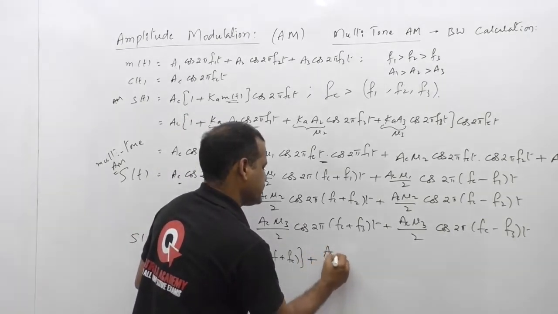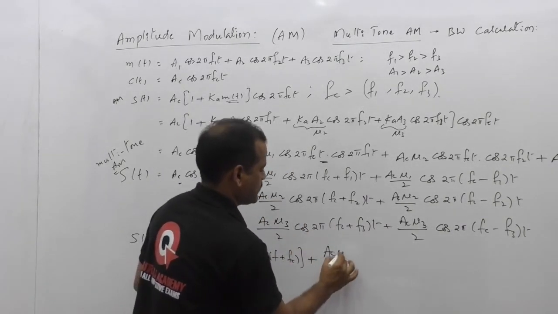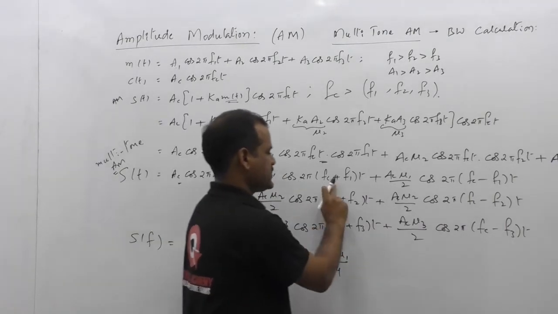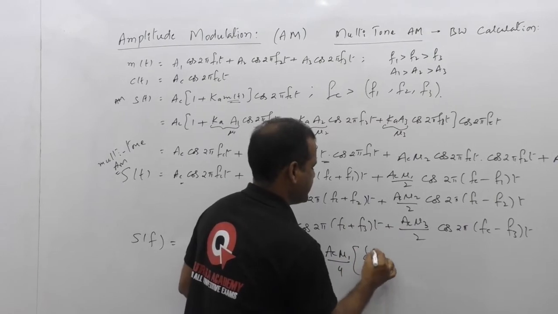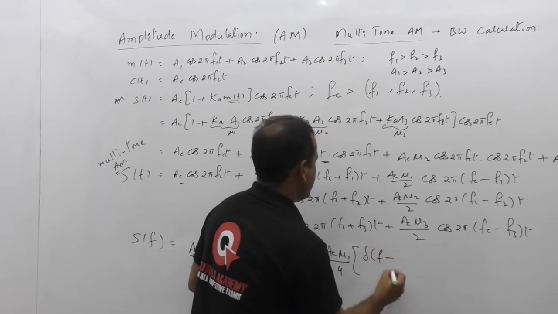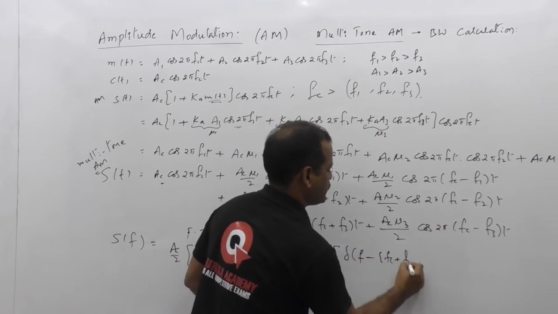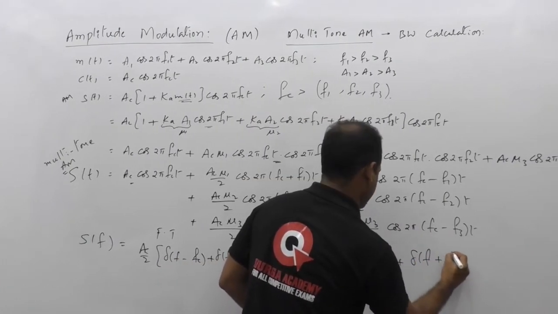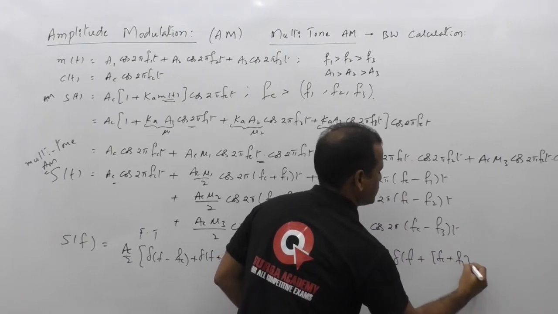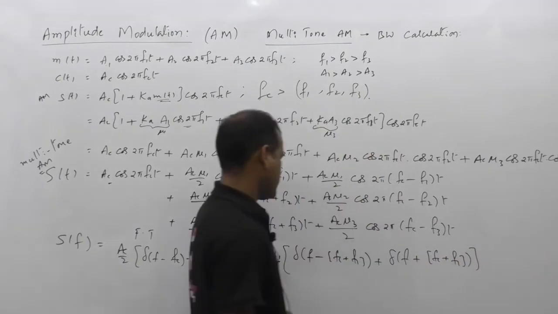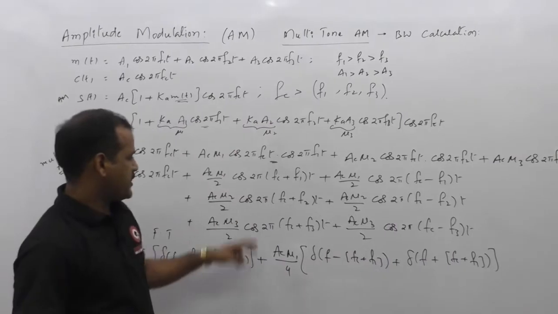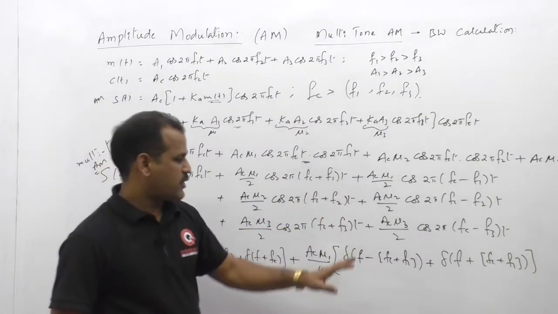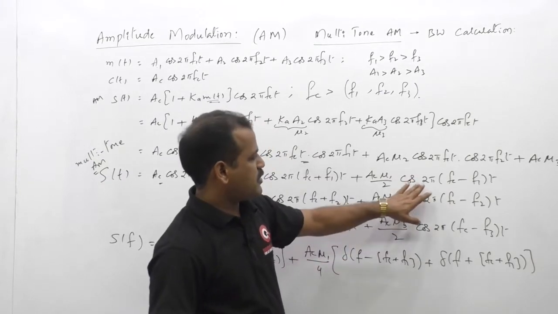So let us consider these 3 terms and these 3 terms as per their corresponding Fourier transforms. I will write the expression here: AC mu 1 divided by 4, and the delta functions at this frequency will be del of f minus fc plus f1, and then del of f plus fc plus f1. Observe these 2 delta functions we are getting for this first upper sideband term. Similarly, we will get 2 more delta functions for the lower sideband term.